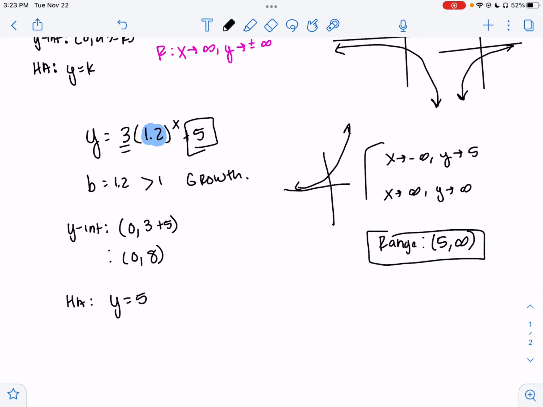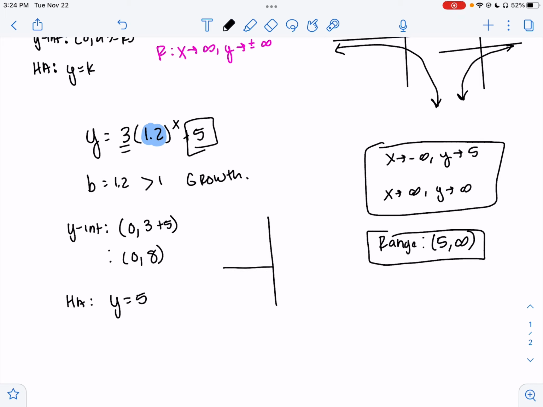And there we have it. Those are the key parts. Now that I have this, I could draw a better sketch if I wanted. My y-intercept's at 8. My horizontal asymptote is at 5, so a little bit beneath that. And then I know that I'm going to go here, go through that point, and then go up. So that would be a slightly more accurate sketch of my function here.